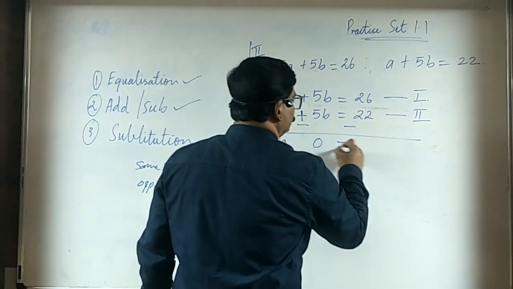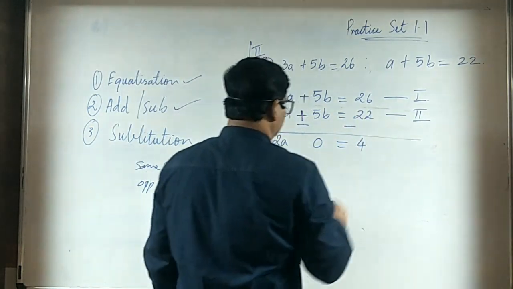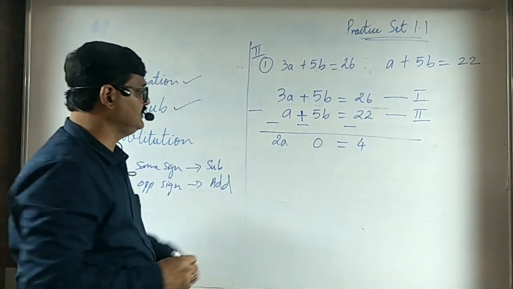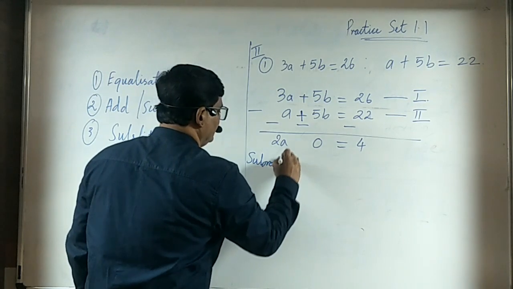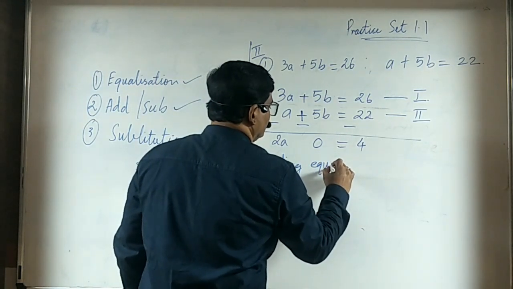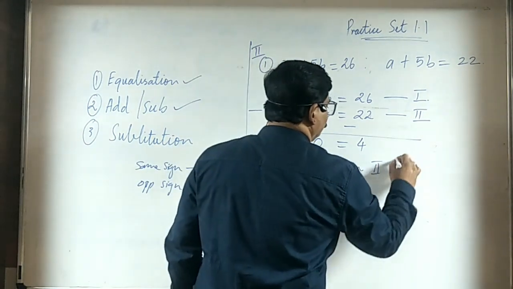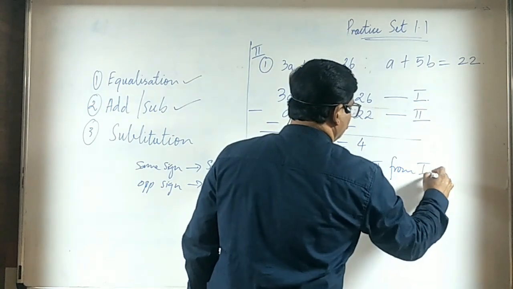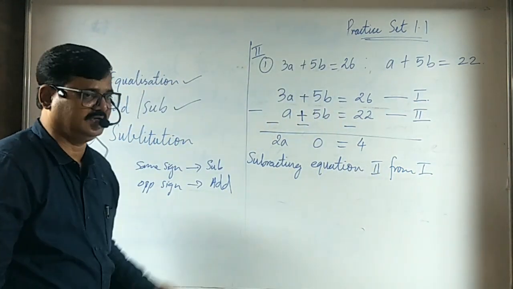And this will be what over here, in this case 26 minus 22? You will be getting 4. So what did you do? You did subtracting, so you have to write it over here: subtracting equation second from first. That is what you did over there.